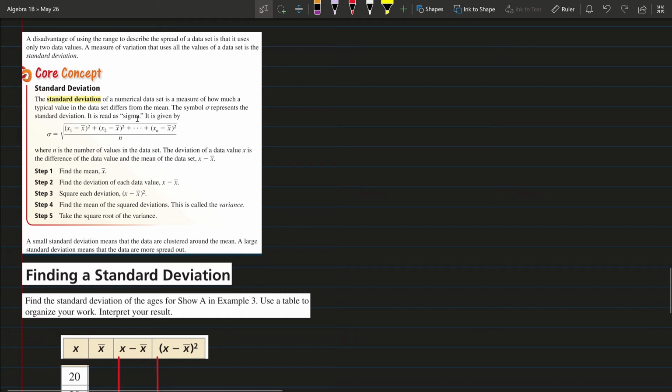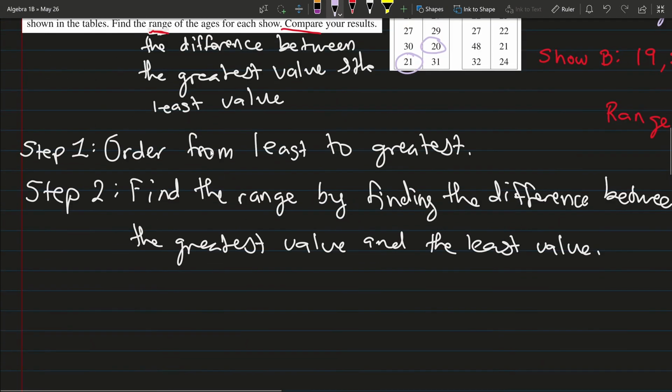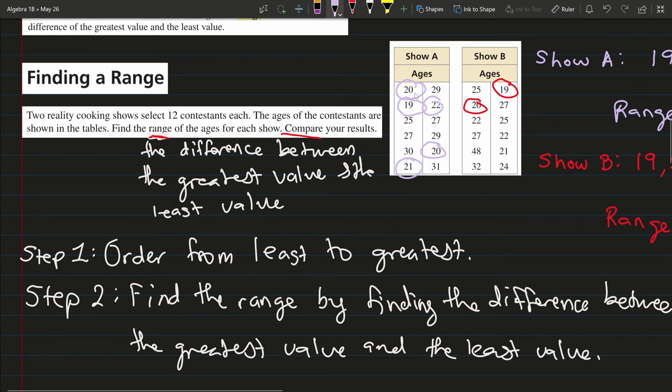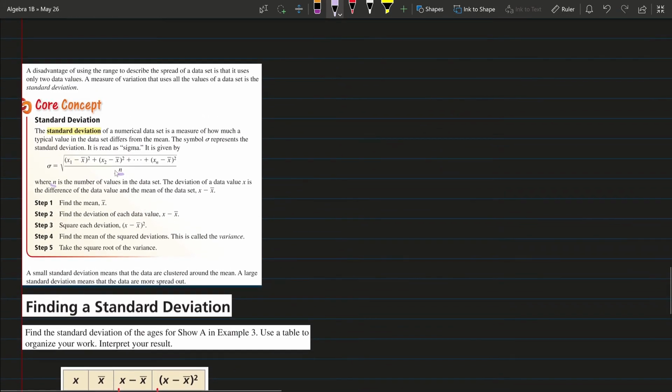This looks very complicated, but we'll simplify it down in this table down here, so it'll make a little bit more sense. Let's take a look at this formula. This n right here is the number of values in the data set. For example, if we were using the previous example, show A, we have 1, 2, 3, 4, 5, 6 times 2. We have 12 data values. So our n would have been 12.